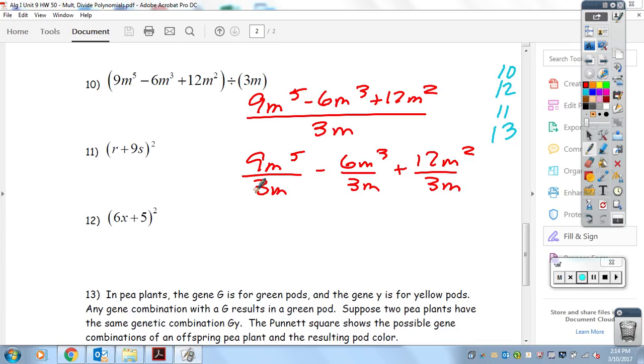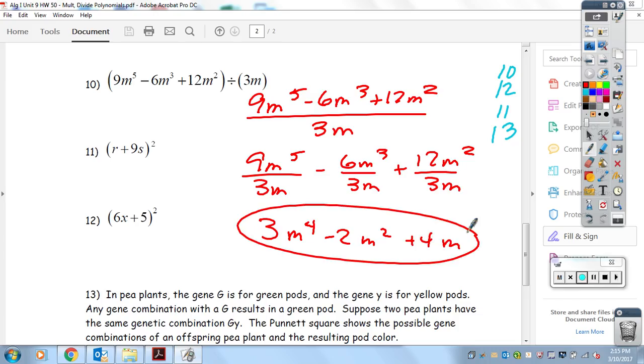9 divided by 3, that's 3. M to the 5th over m, there's more m's on top by 4. 6 divided by 3, negative 2. There are more m's on top by 2. 3 minus 1. 12 divided by 3 is 4. There are more m's on top by 1. And this is the trinomial of degree 4 with leading coefficient 3. You could have just divided. It would have been the same thing, but if you feel like splitting it, it also will work.